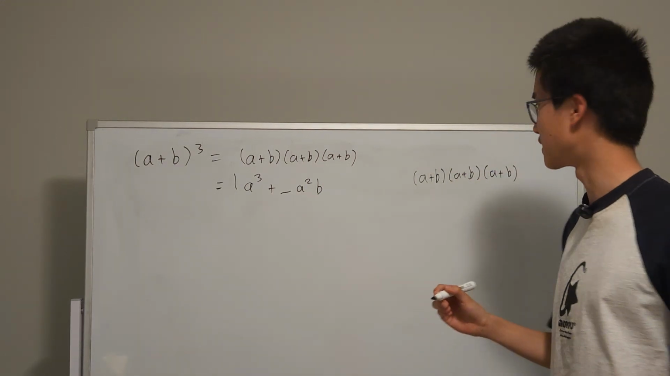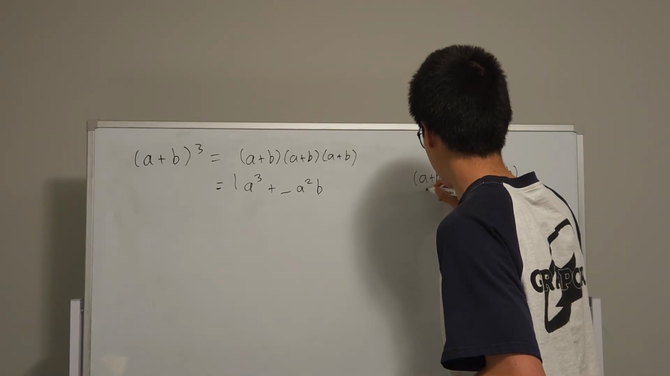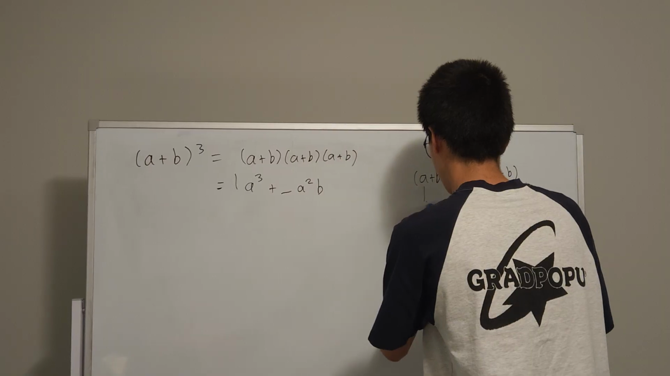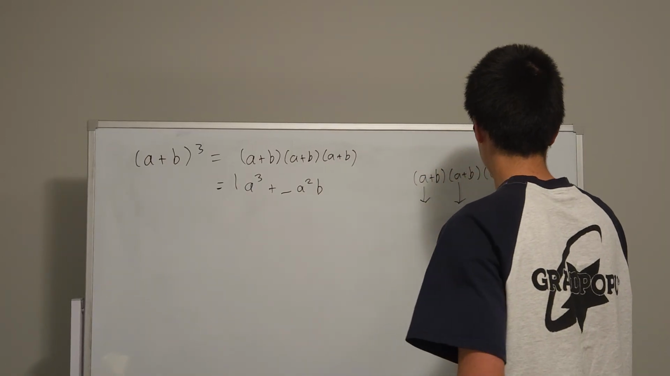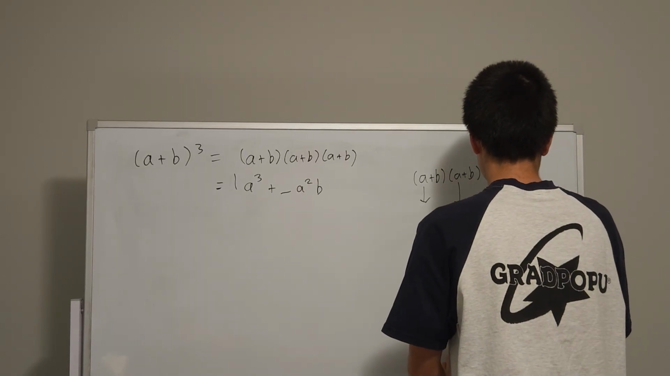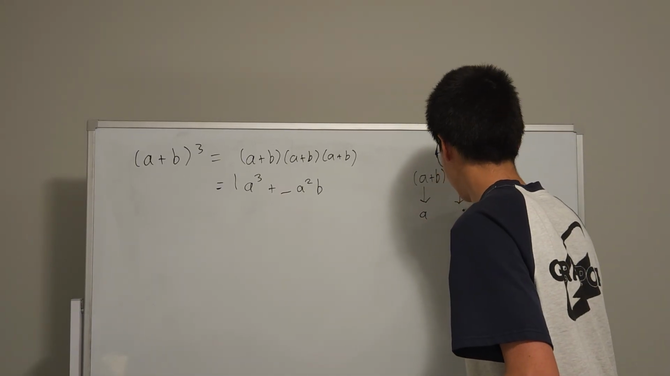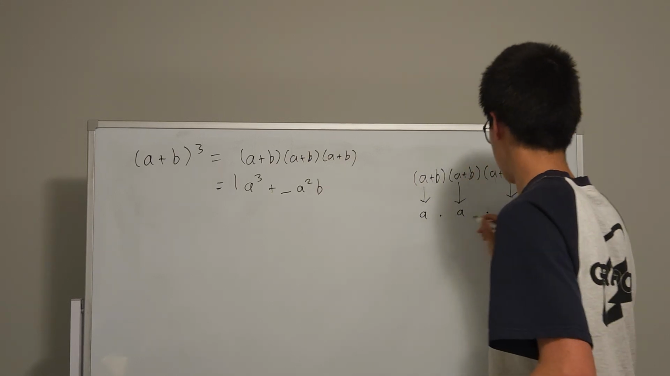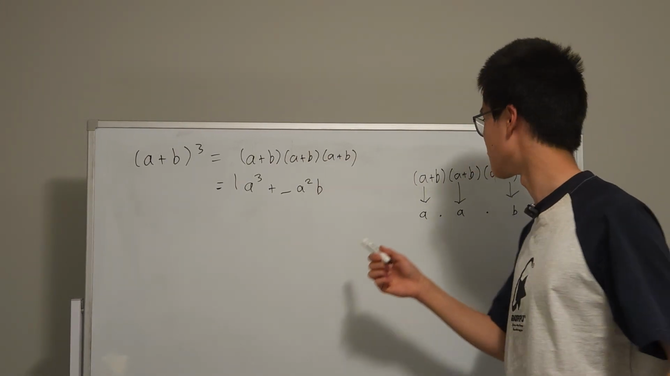Okay, so how do I do this? So I can grab an a right here, right? So I pulled a out here, an a down here, and a b down here. So this will be a times a times b, right? And this will get us a squared times b.